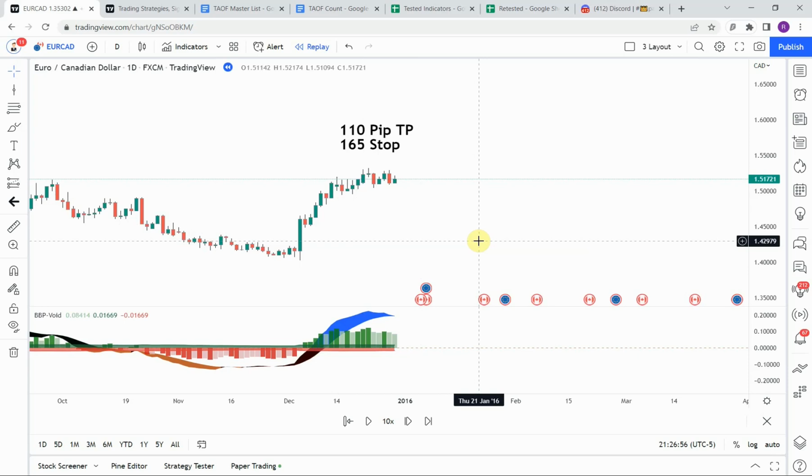Today we will be testing the bull bear power trend void indicator.